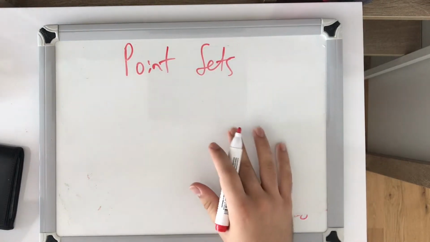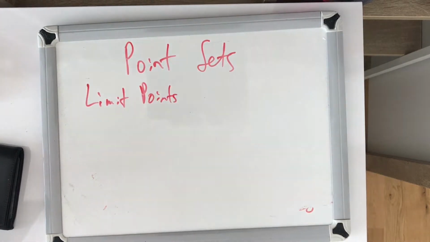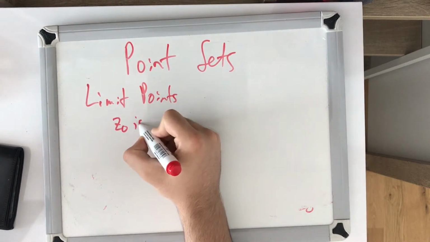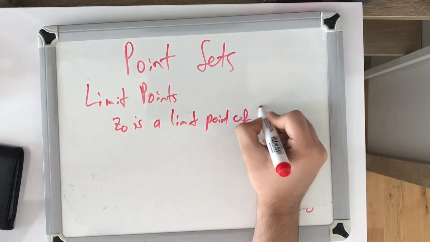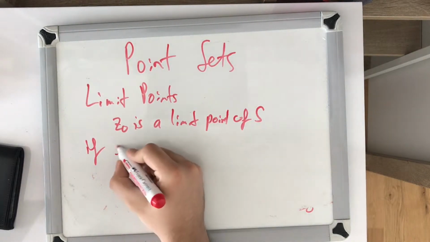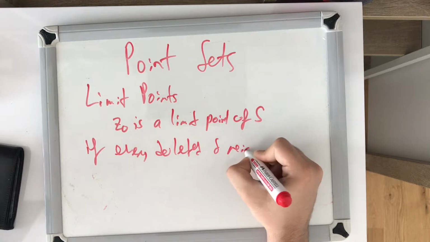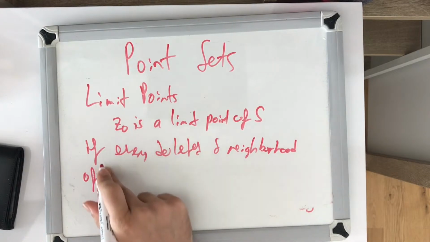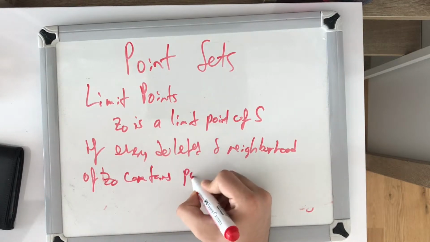Another important concept is the concept of limit points. So z0 is a limit point of S if every deleted delta neighborhood of z0 contains points of S.